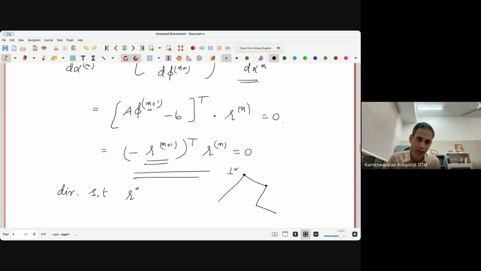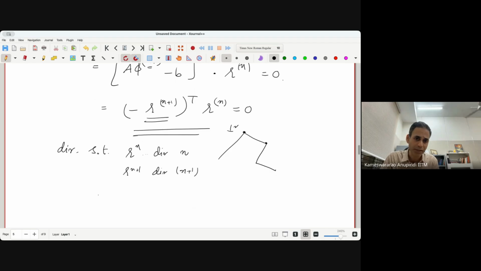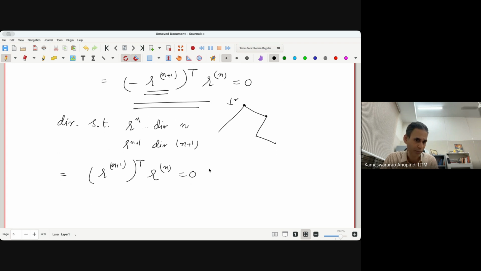Because my Rn now indicates the direction. So this is the direction at n, and Rn plus 1 is the direction at n plus 1. That means my next direction should be perpendicular to the current direction. That's what it tells me. Okay. Notwithstanding this minus sign, which I can send to the right hand side, I can write this as Rn plus 1 transpose times Rn equal to 0. Okay. So that's what we have.